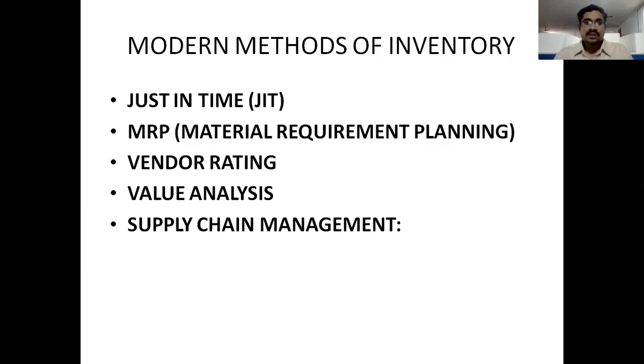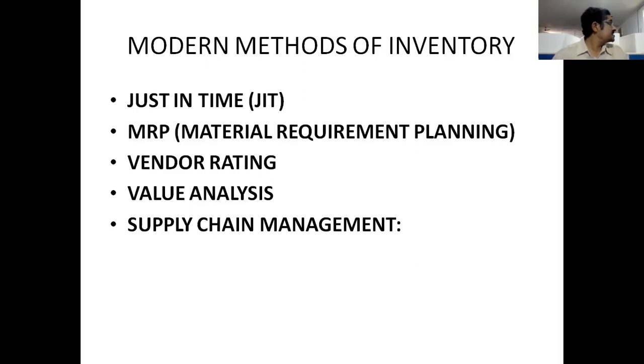JIT system. It has another purpose: not only arranging the materials immediately, but also planning to reduce the wastages. This JIT system was developed by the Japanese in Japan, in one of the famous manufacturing companies. In that particular country, this system was developed. So it is a modern method of inventory control, right?